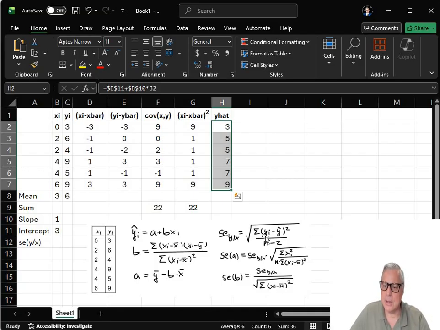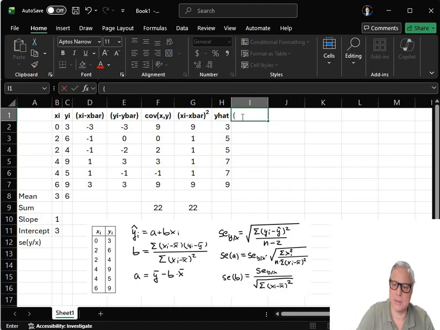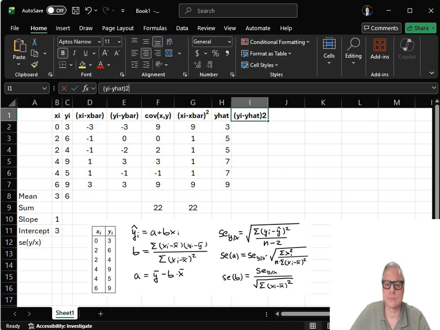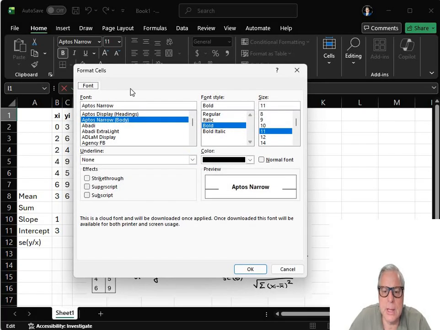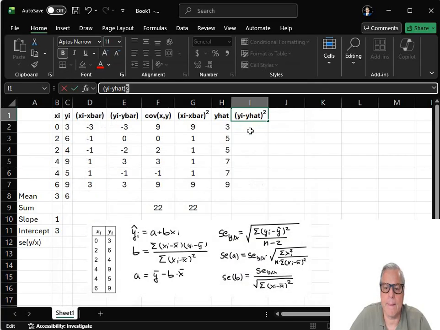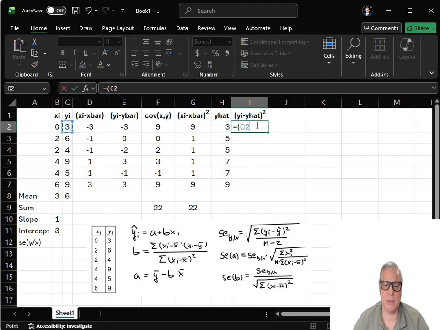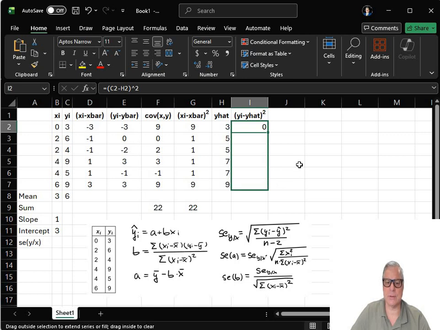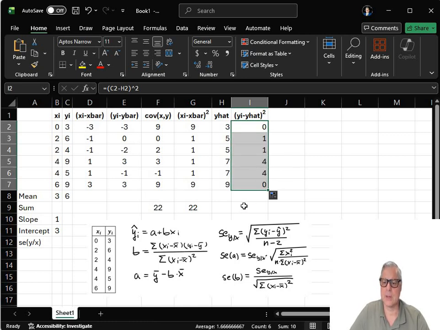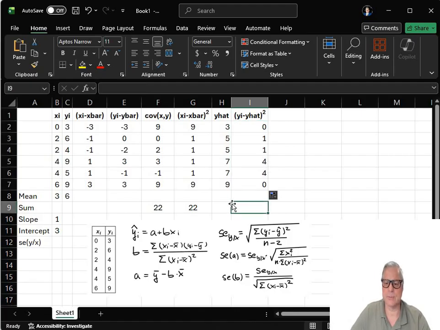What else do we need? Well, we need to derive the yi minus y hat squared. So we create a new column and call it yi minus y hat squared. Then I superscript the 2. Okay, so now we just navigate to the cell where we have our y's, and we subtract the predicted value, close the parentheses, square it by 2. And we copy it down. Okay, so now we can calculate again the sum.